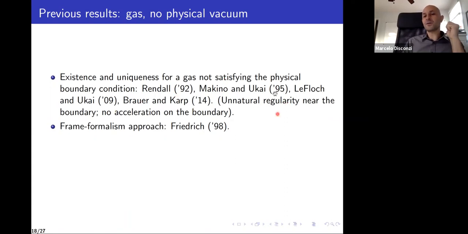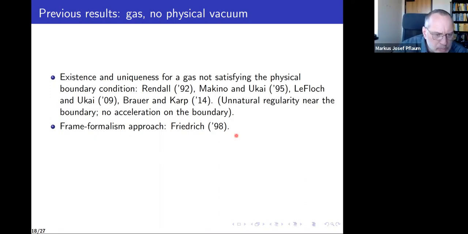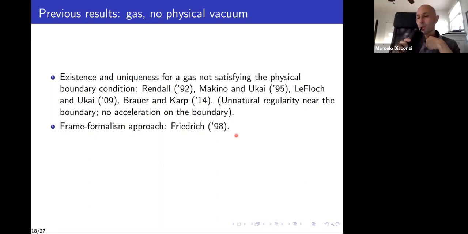Although in this case, because you don't have the physical vacuum boundary condition, there are some unnatural regularity assumptions that come into play, which have to do with the fact that the fluid does not accelerate on the boundary. And there's a frame formalism introduced by Friedrich, but as far as I know, that has not been turned into a full proof of local well-posedness for this problem. Just a question here. So that's Helmut Friedrich? Yes. Okay.